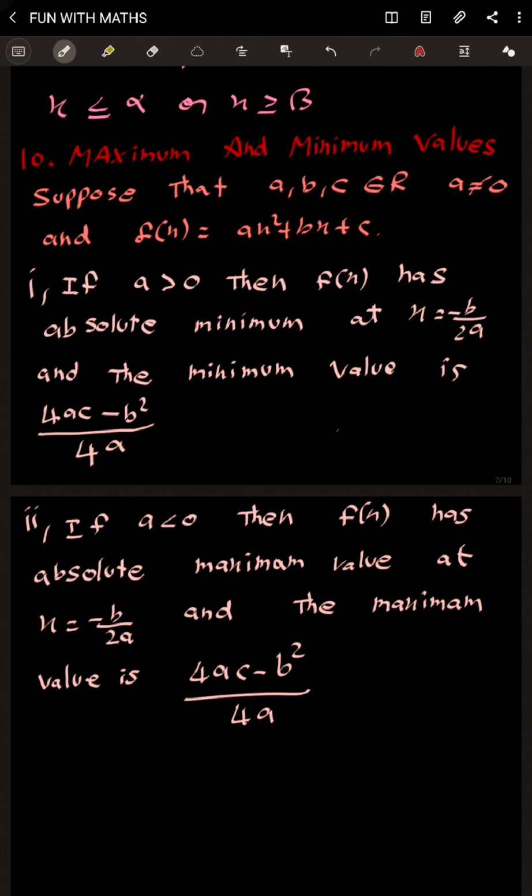So if in the equation a value is greater than 0, then it is minimum. If it is less than 0, then it is maximum. Next, if it is minimum, x is equal to minus b by 2a and the value is 4ac minus b square by 4a. For both it's same. But in the question they asked whether it is minimum or maximum. That we can tell by seeing the value of a.